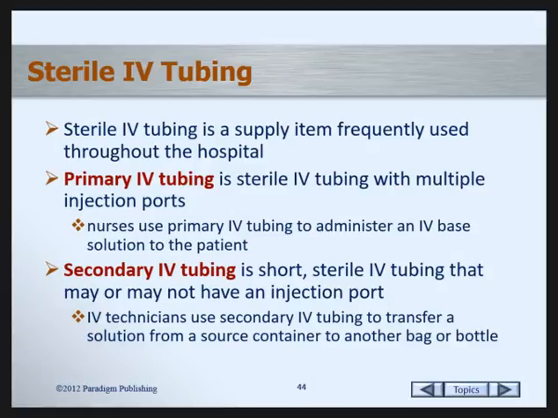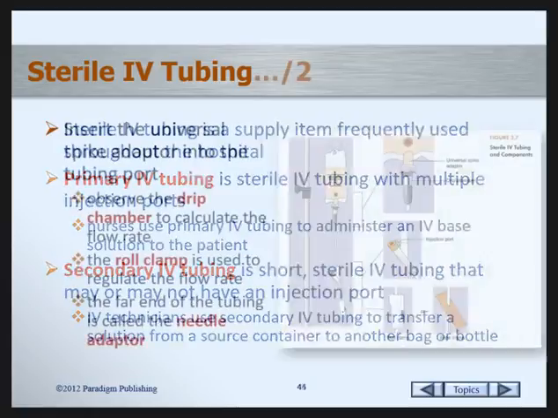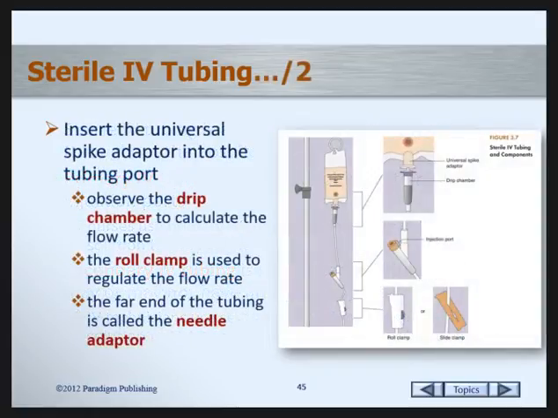Secondary IV tubing is shorter. Sterile tubing may or may not have injection ports. The IV technician will use secondary tubing to transfer solutions from a source container to a bottle or a bag, or to prime the tube for a chemotherapy agent. To use tubing, you insert the universal spike adapter into the tubing port.